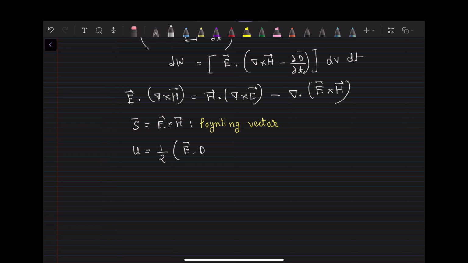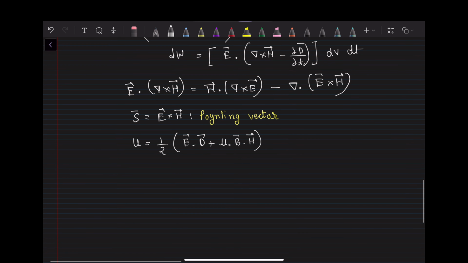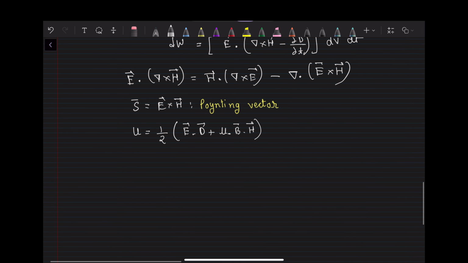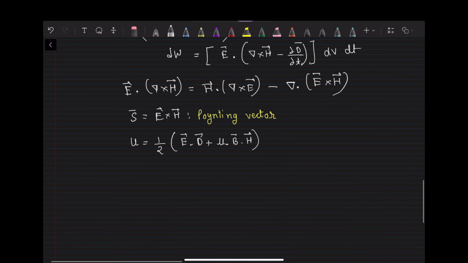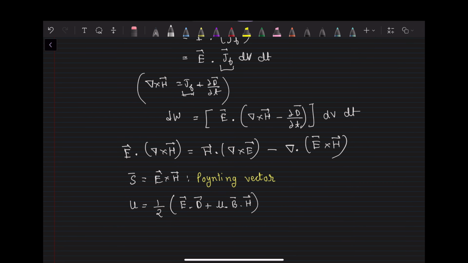If you want to know in detail where it is coming from, you can look up any basics of electrostatics or electrodynamics books. I'm not going to go into very much detail because we have to cover a lot of stuff in nonlinear optics, so let's just assume it as it is. Now when we replace all these things in our previous equation, what we get is, we had work done, we were left with this part, right?